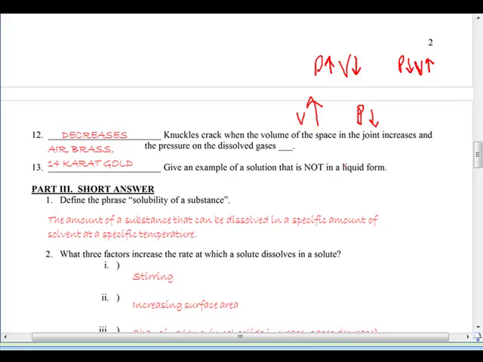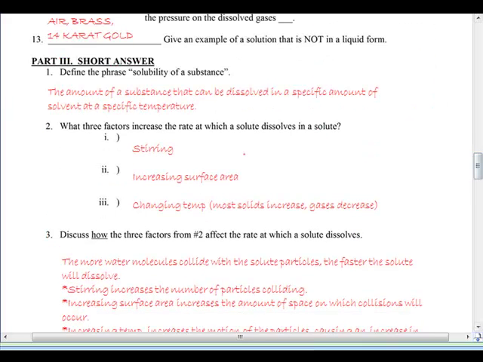Okay. Part 3, short answers. It says define the phrase solubility of a substance. This is again where you need those 3 parts. It's the amount of a substance that can be dissolved in a specific amount of solvent. There's part 2, and it's at a specific temperature. So we've got part 1, part 2, and part 3.